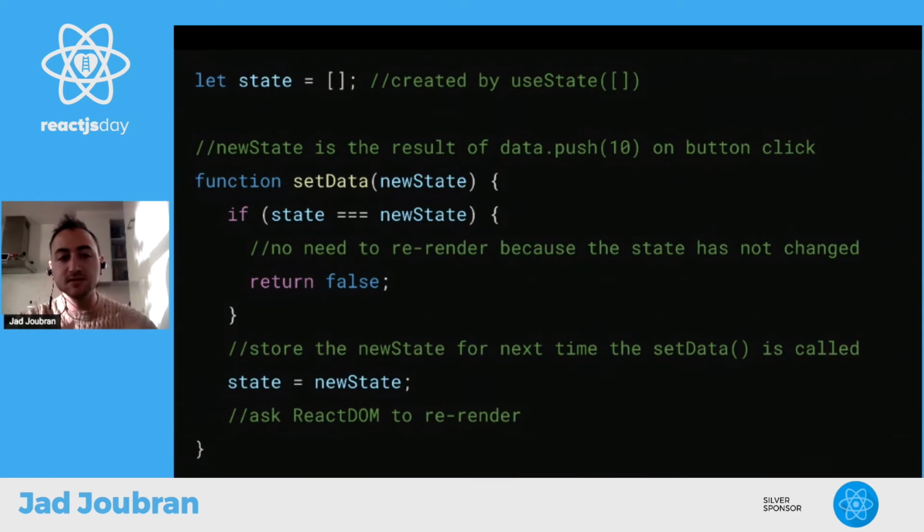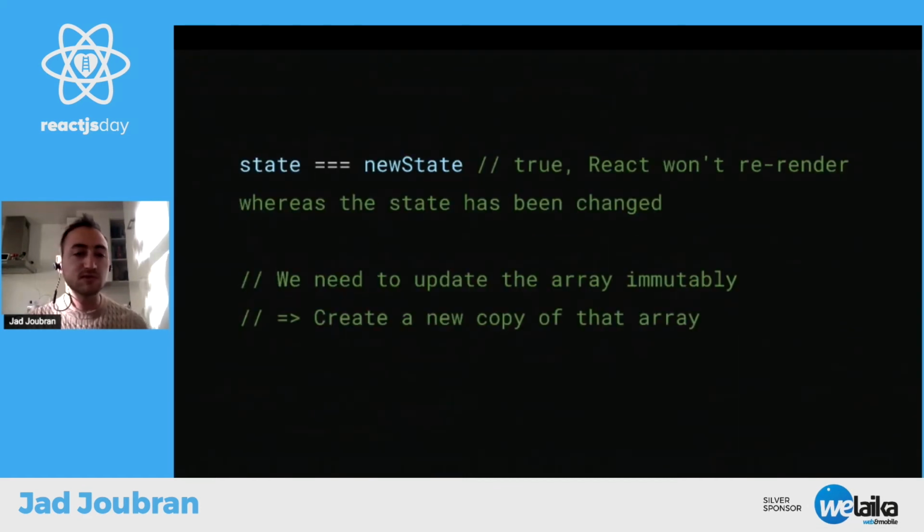And in case this doesn't return true, then it's going to continue. It's going to store the state for the next time, and it's going to ask React DOM to re-render. So now you might be wondering, why is React using triple equals? Why does it use state triple equals new state?